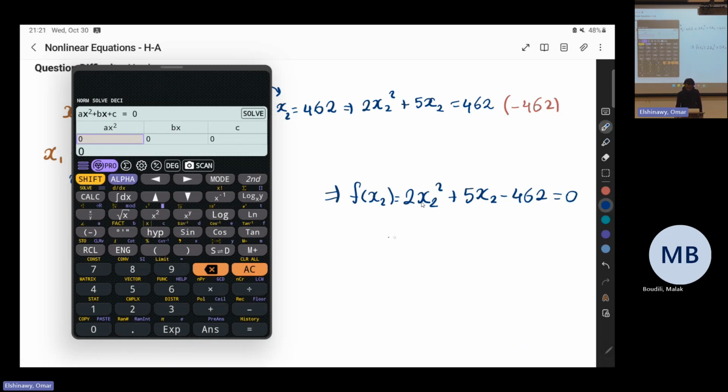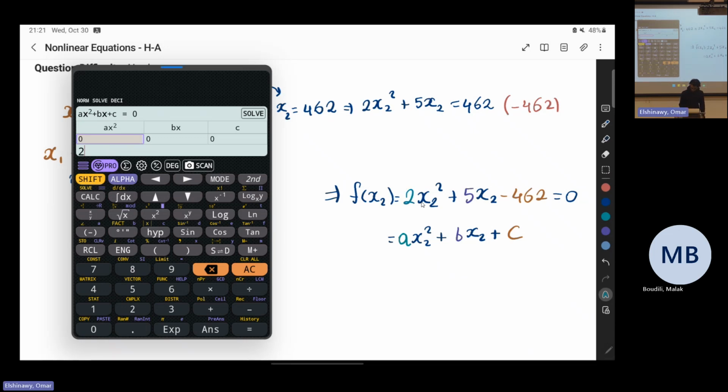So this is an equation of the form ax squared plus bx plus c. Now here c is equal to minus 462, and b is equal to 5, and a is equal to 2. So 2, 5, and minus 462. And I solve. I get minus 16.5 and 14. The answer is 14.